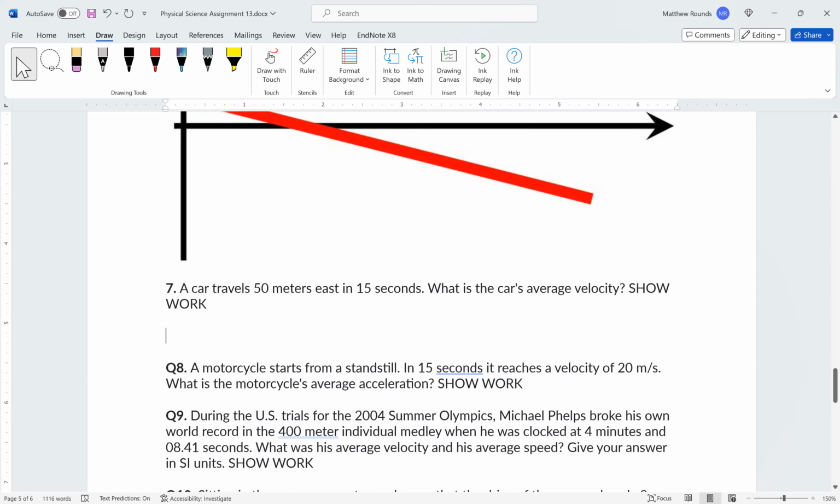Go work. Okay. A car travels 50 meters east in 15 seconds, what is the car's average velocity? So velocity is distance divided by time. So what was their distance? What was their time? Okay, their distance was 50 meters and their time was 15 seconds. Okay. So when you divide those, what is the result of that?